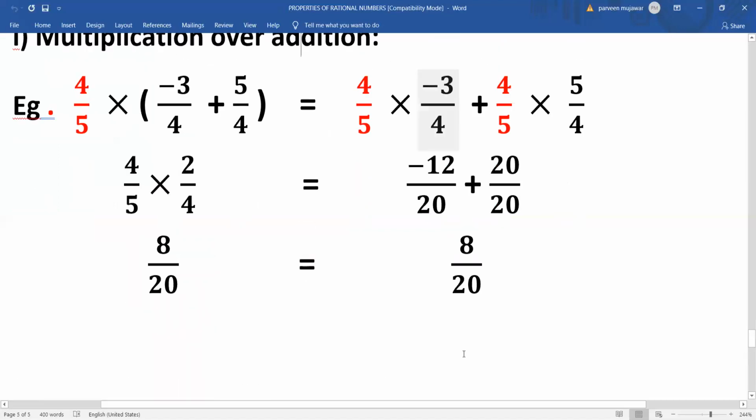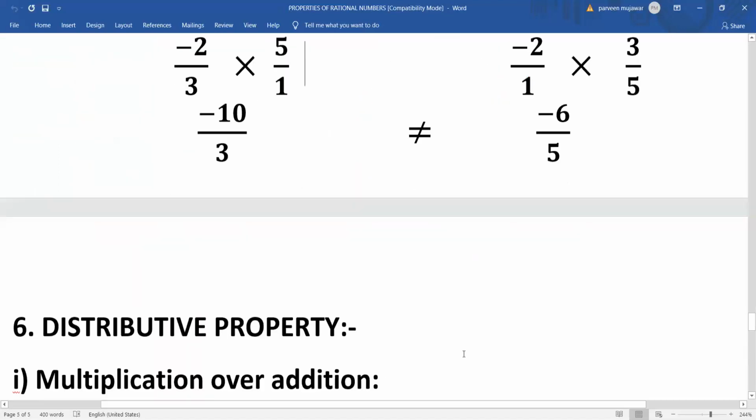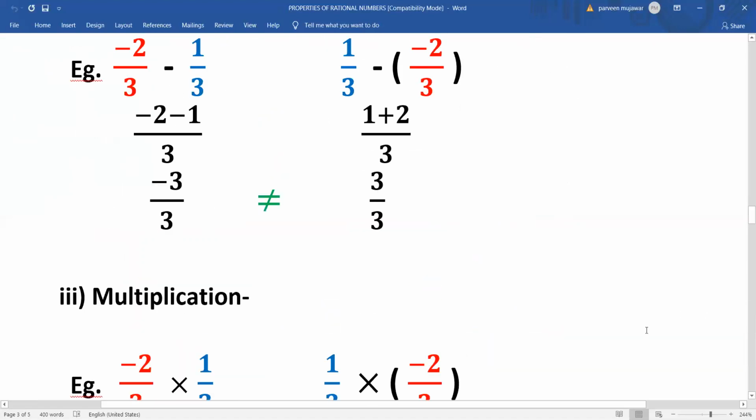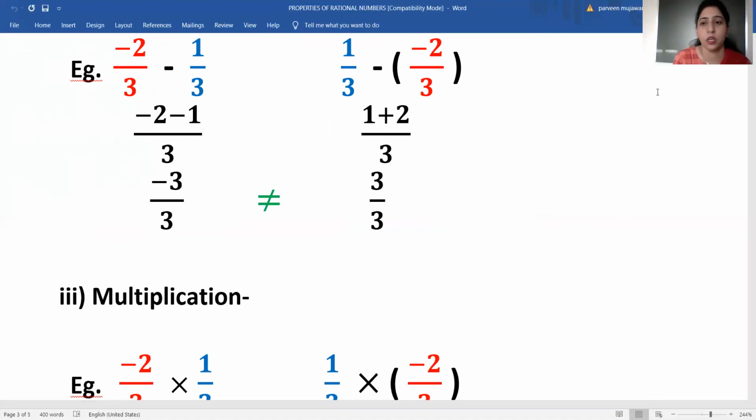So all the properties we have studied for rational numbers: additive inverse, additive identity, multiplicative inverse, multiplicative identity, closure property, associative property, then distributive property. These are all the properties we have learned today for rational numbers. Now in the next session you are going to solve sums based on these properties of rational numbers.